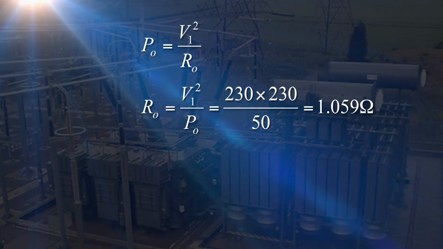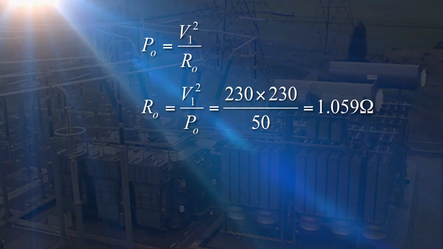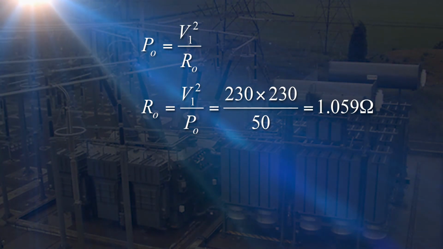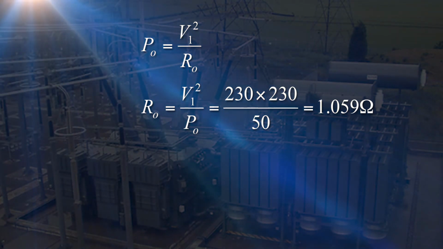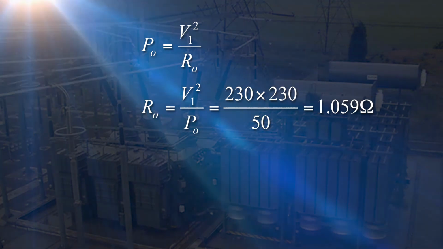Now as you know the formula, P naught, that is the no load loss, can also be written as V1 square upon R naught, where V1 is the applied voltage or you can say supplied voltage. Because you have to calculate the value of R naught and Xm, R naught can be written as V1 square upon P naught. The value of V1 is already given, that is 230 volt, so V1 square can be written as 230 into 230, and the value of P naught is 50. After putting this value and solving, you will get the value of resistance R naught, that is 1.059 ohm.